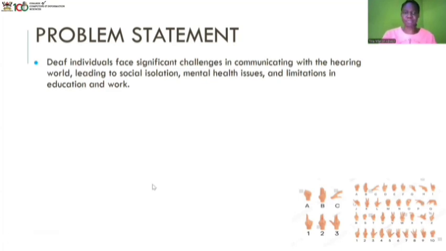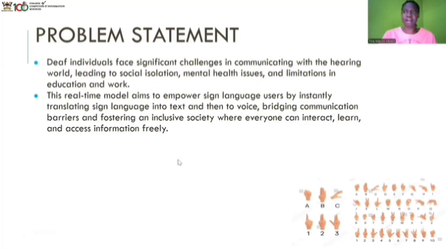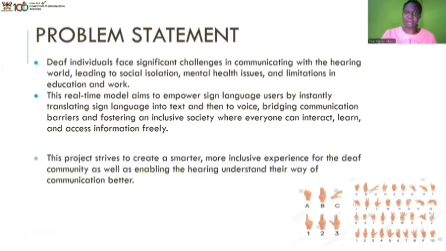So in an attempt to bridge that communication gap, I introduce to you a real-time sign language translation model. It's going to work instantly, in real time. It will translate those sign language gestures into text as well as voice or audio where need be. And this will bridge the communication gap, and it will make our society more inclusive, whereby both the hearing and those with hearing disabilities feel included in the society. And this will improve their social engagement, their mental health, and they'll feel included.